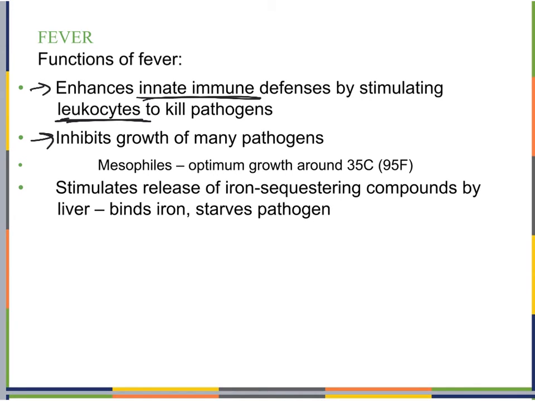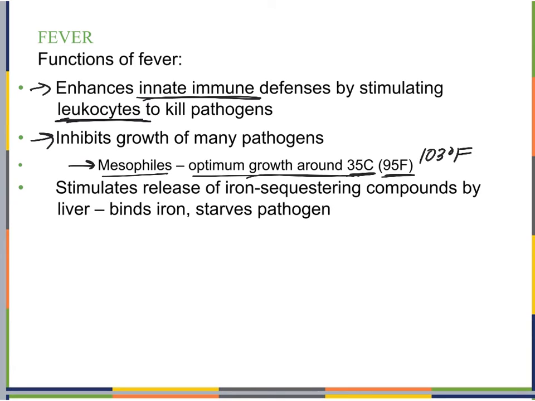It can also inhibit the growth of many pathogens. This, however, is something that is much lesser. So the main function is it's going to make our immune system work better. It's not that we can take a lot of the pathogens out of their temperature zones. However, we can inhibit the growth or slow the growth of pathogens, specifically those that are mesophiles, right? Their optimum growth is around 35 degrees C or 95 degrees Fahrenheit. So if we bring our temperature up to, say, 103 degrees Fahrenheit, we're going to be taking them out of their comfort range. So they're not going to be functioning as well.